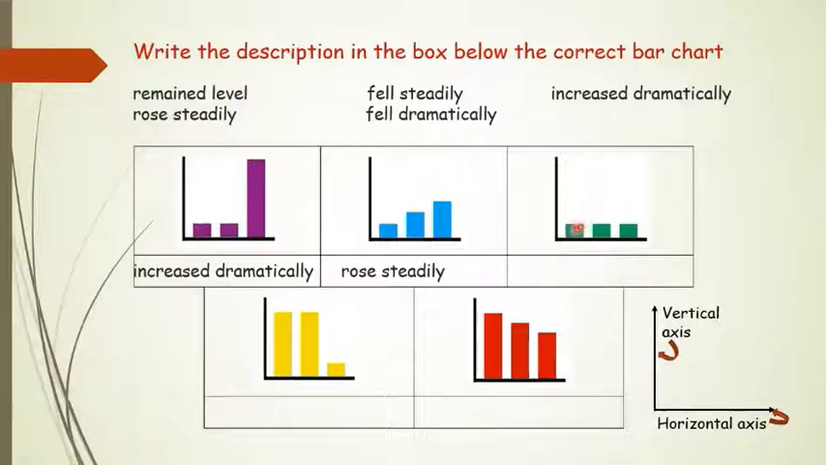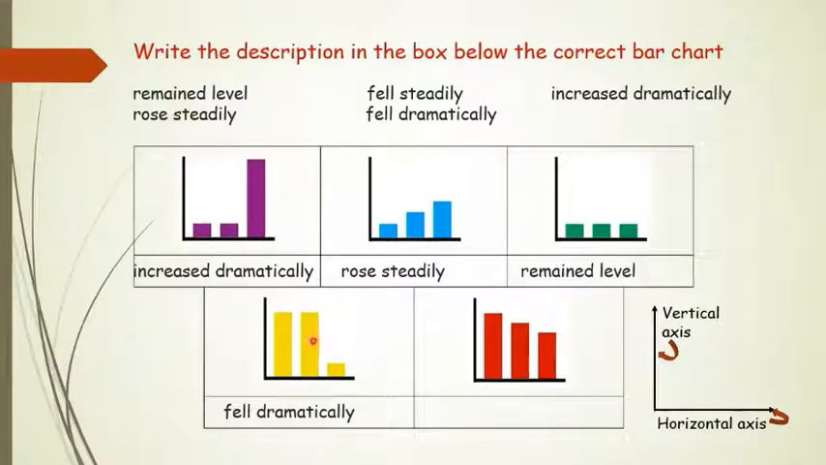And then the third one, there's no change at all, so we have to use remained level. And then a kind of sudden fall. Then you have to use dramatically, fell dramatically. Now you see the difference here. A sudden increase, then you use increased dramatically.